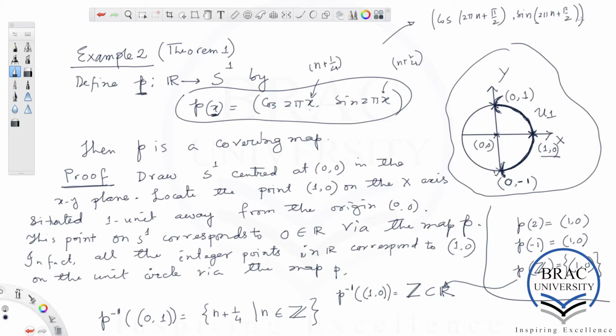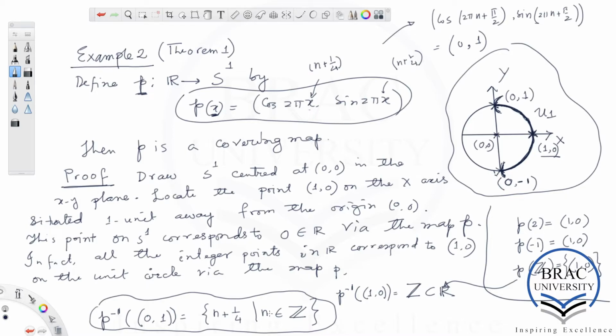Cosine of 2 pi n plus pi over 2 is just 0, and sine of 2 pi n plus pi over 2 is going to be 1. So the inverse image of (0, 1) is the set of all points of the form n plus 1 over 4, where n belongs to the set of integers.